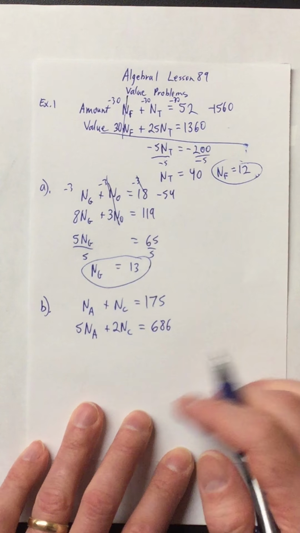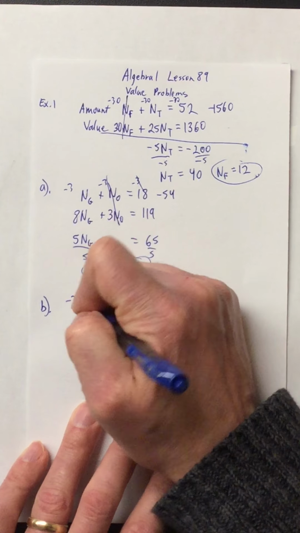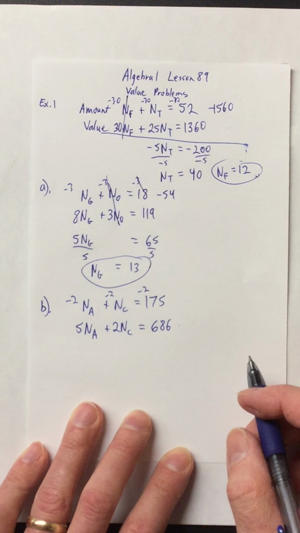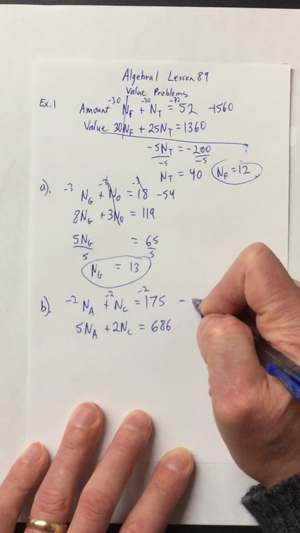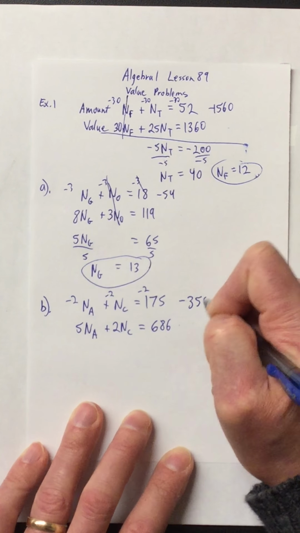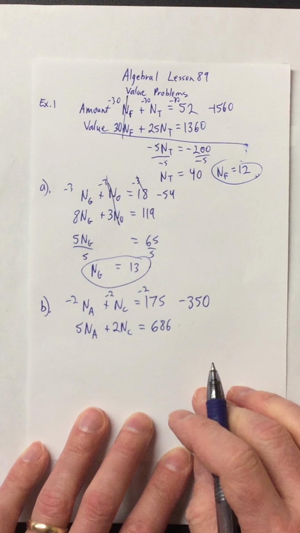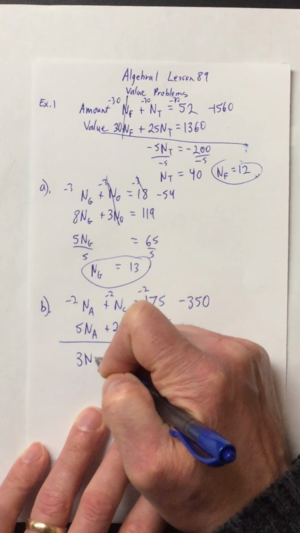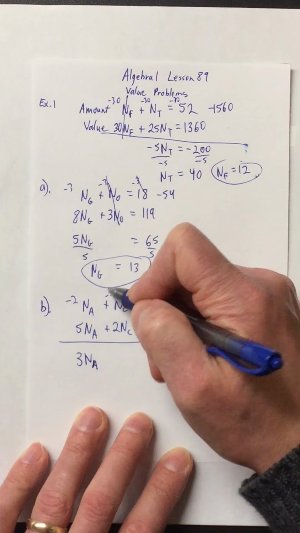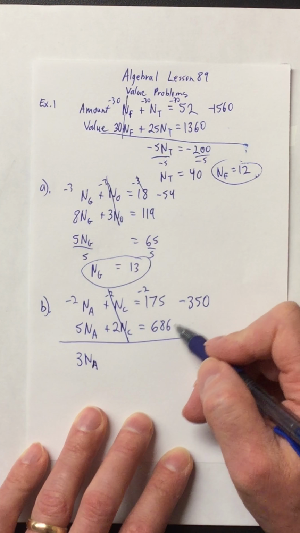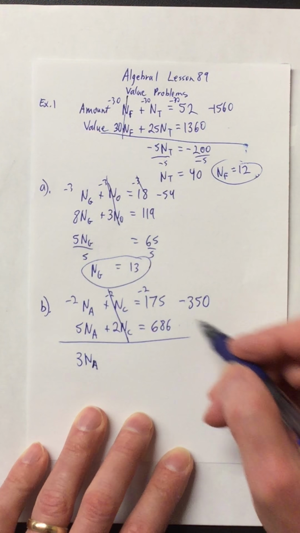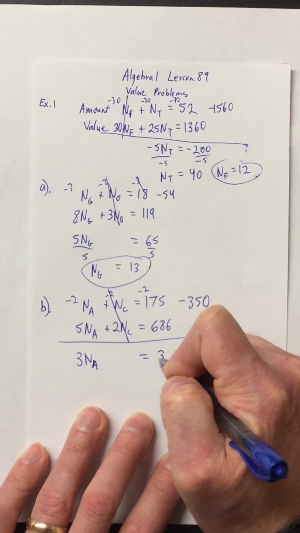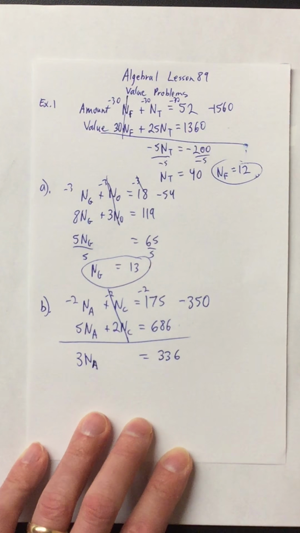All right, which one would we like to eliminate? Well, let's go with the smaller number. So we're going to multiply everything across the top, the 3 terms, by -2. 175 times -2 is -350. Okay, this first one here, add them together, I get 3 number of adult tickets. Child tickets cancels. Then I got -350 minus 686, and that's going to give me 336 over here.